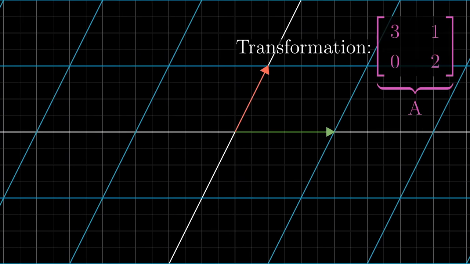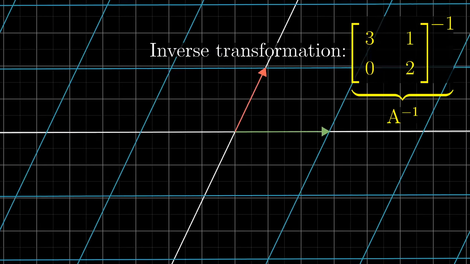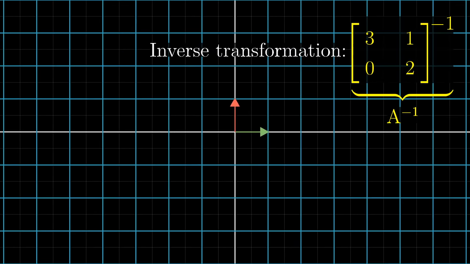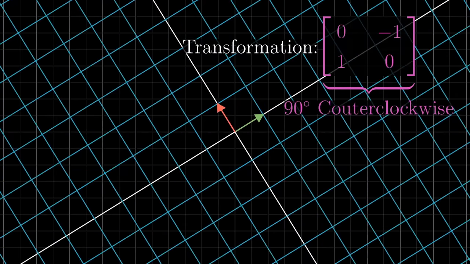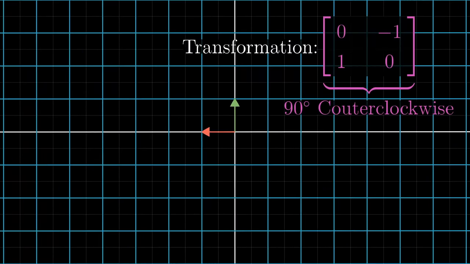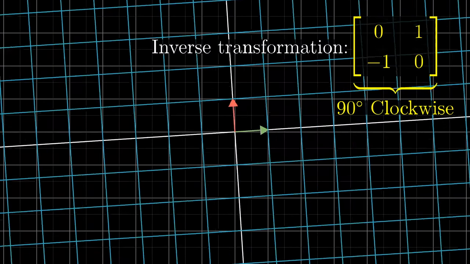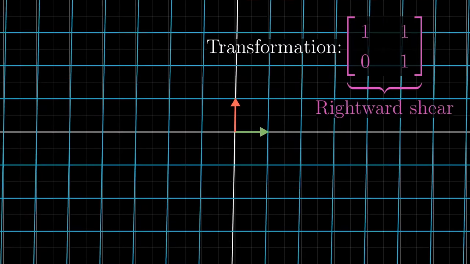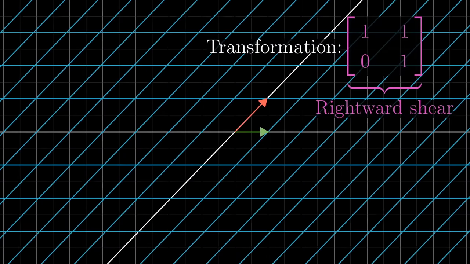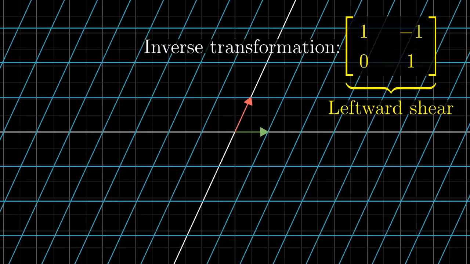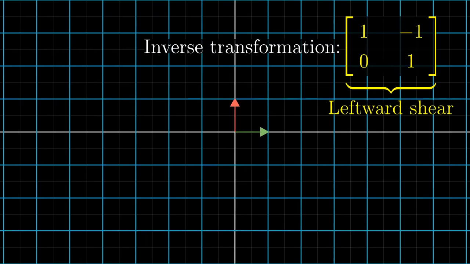When you play the transformation in reverse, it actually corresponds to a separate linear transformation, commonly called the inverse of A, denoted A to the negative 1. For example, if A was a counterclockwise rotation by 90 degrees, then the inverse of A would be a clockwise rotation by 90 degrees. If A was a rightward shear that pushes J hat one unit to the right, the inverse of A would be a leftward shear that pushes J hat one unit to the left.